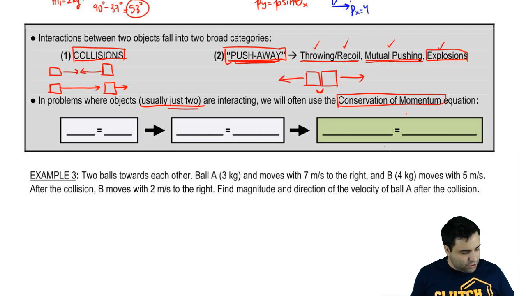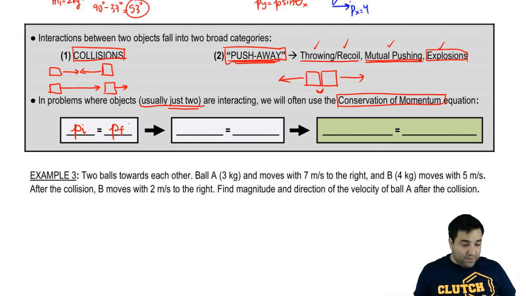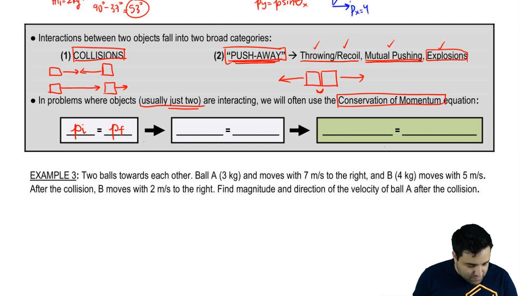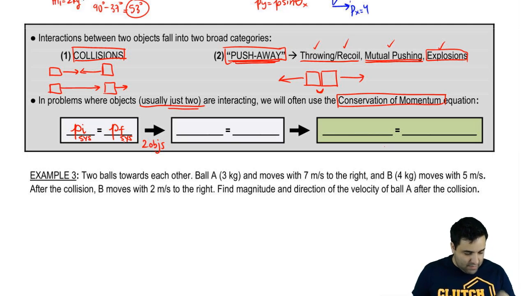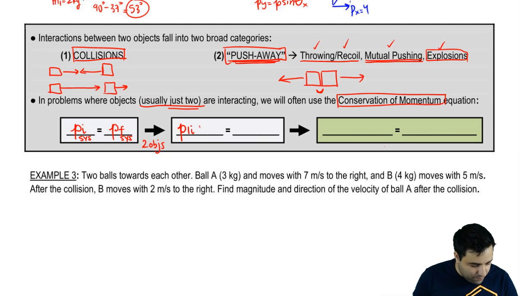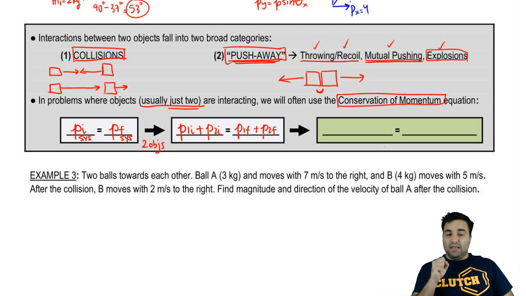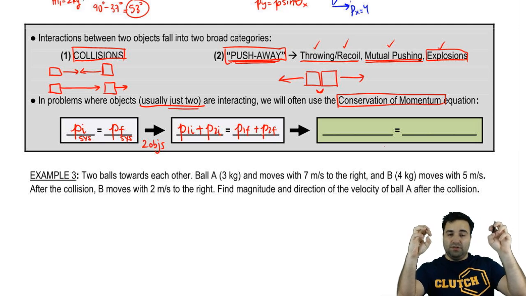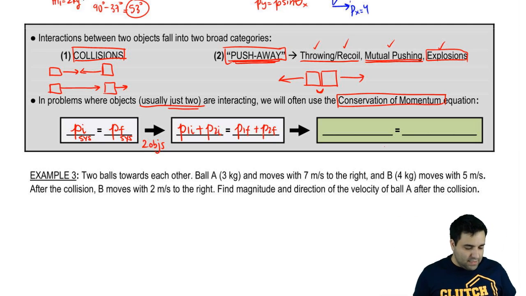Okay, so I'm going to show you what the conservation of momentum equation is. Conservation of momentum means the momentum is conserved, doesn't change. So P initial is the same as P final. Now, because we have two objects, this is P initial of the system, P final of the system. So this is actually P1 initial plus P2 initial, and this is P1 final plus P2 final. It's not that the individual momenta are conserved, it's the combination of the two that's conserved.